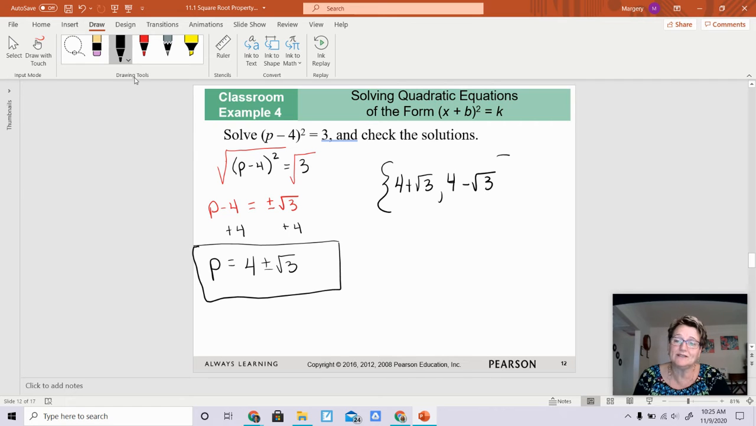You have two answers. You have 4 plus the square root of 3 or 4 minus the square root of 3. So just to let you know, they mean the same thing. All right, let's do the next problem.